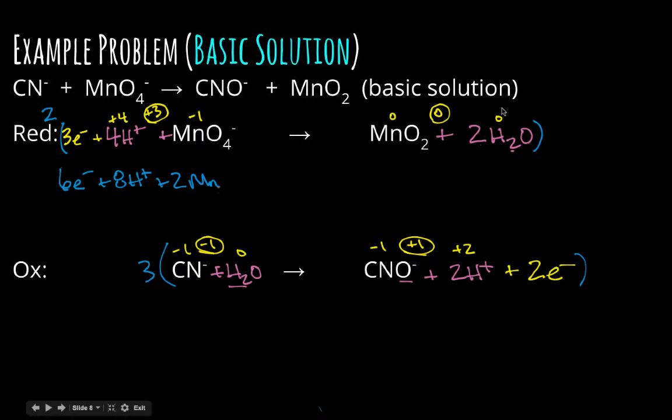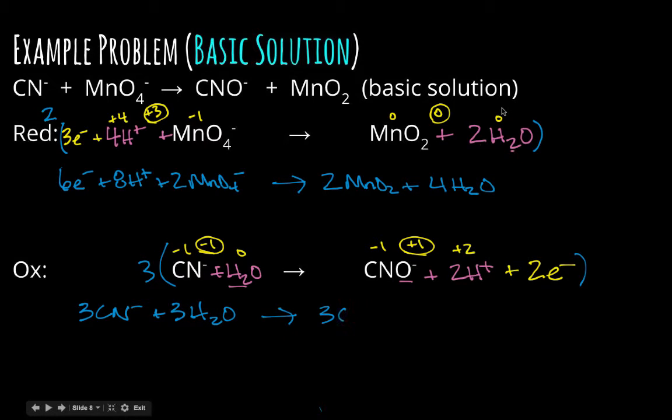2 MnO4 minus. That gives me 2 MnO2 plus 4 H2O. So that's my equation from the top. Now from the bottom, 3 CN minus plus 3 H2O gives me 3 CNO minus plus 6 H plus plus 6 electrons. Okay, so now I'm going to add all these together.